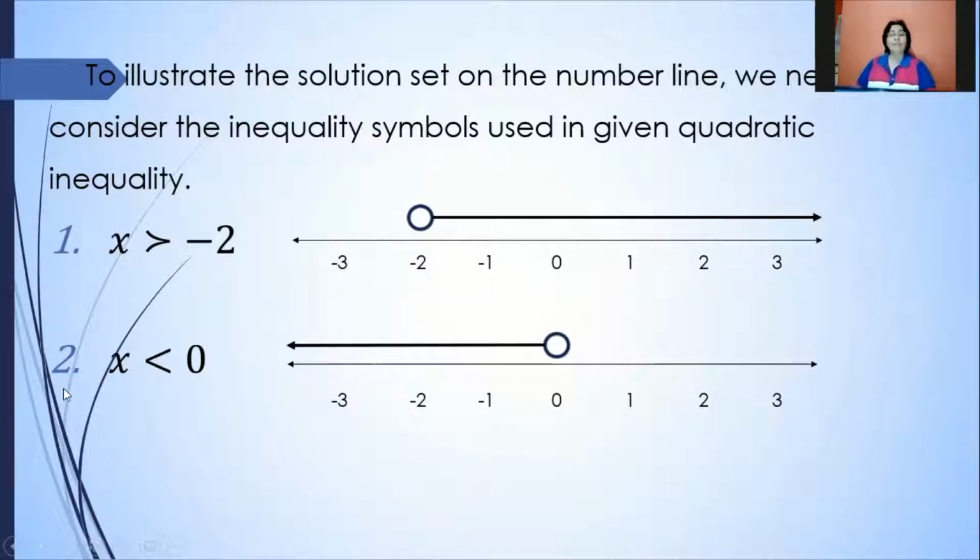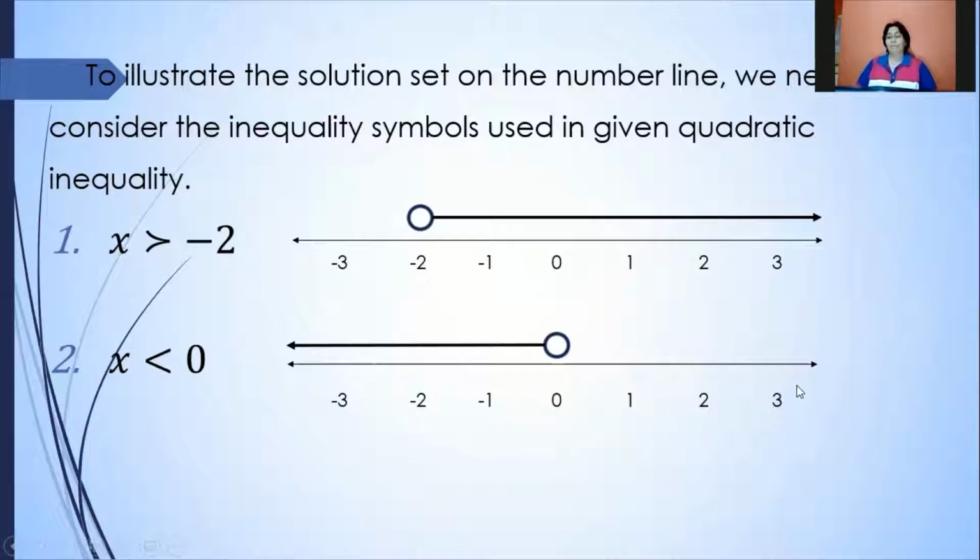How about number 2? x is less than 0. Again, 0 is the boundary. Immediately above 0, we place a symbol. Since it is less than, 0 is not included in the solution set. But immediately after 0, to the left side of the number line, are the solution set of x less than 0, because all those numbers are less than 0.